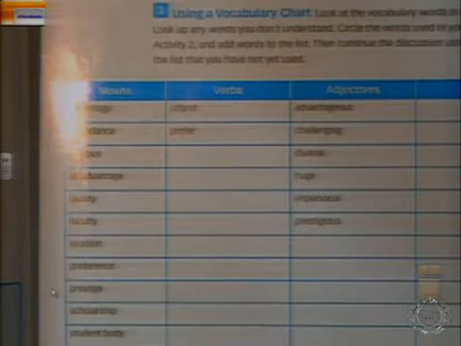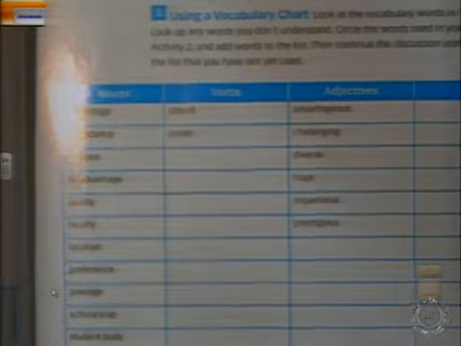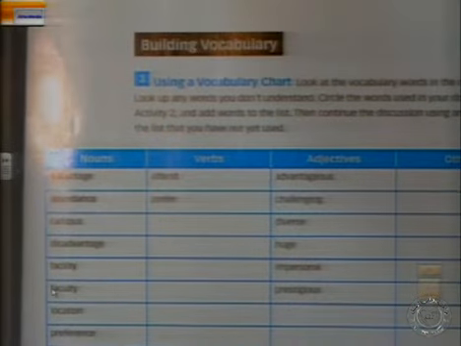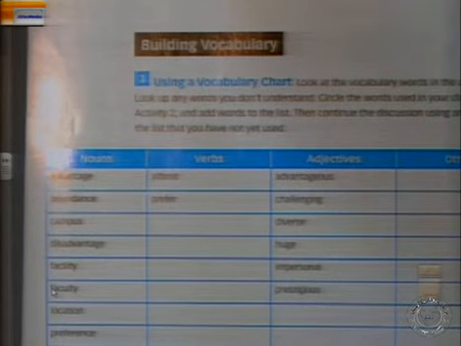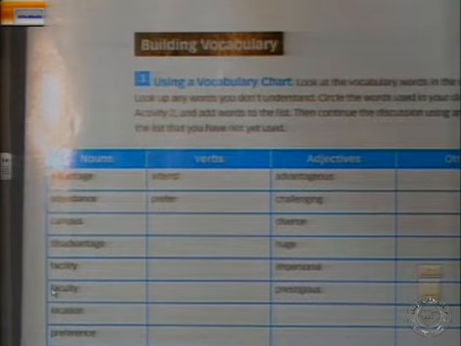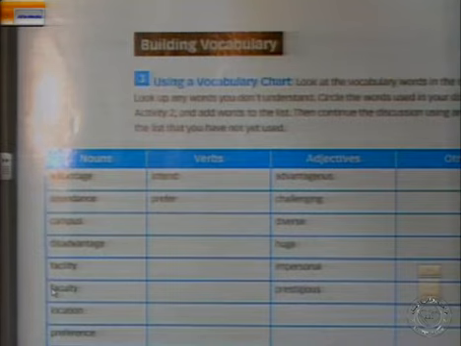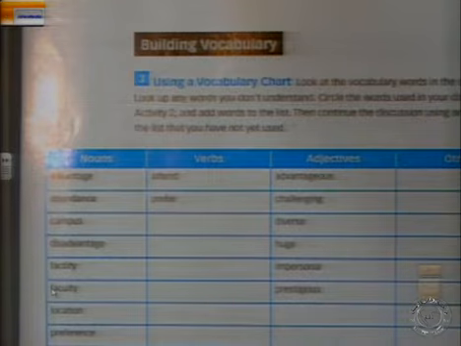Open your books on page 5. It's the building vocabulary part, using a vocabulary chart. This is a chart in which we have some nouns, some verbs, and some adjectives that are important and beneficial to you in this chapter. So you may use these words when you write your paragraphs or sentences about this chapter.